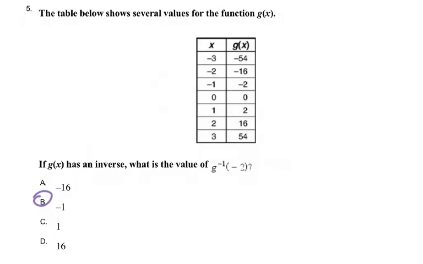Okay, very similar to that last one we just did. Usually, if you're talking about a function, the number in the parentheses is x, but because you're talking about an inverse, negative 2 is actually going to be y. So you look on the chart, and when y is negative 2, x is equal to negative 1. So B.